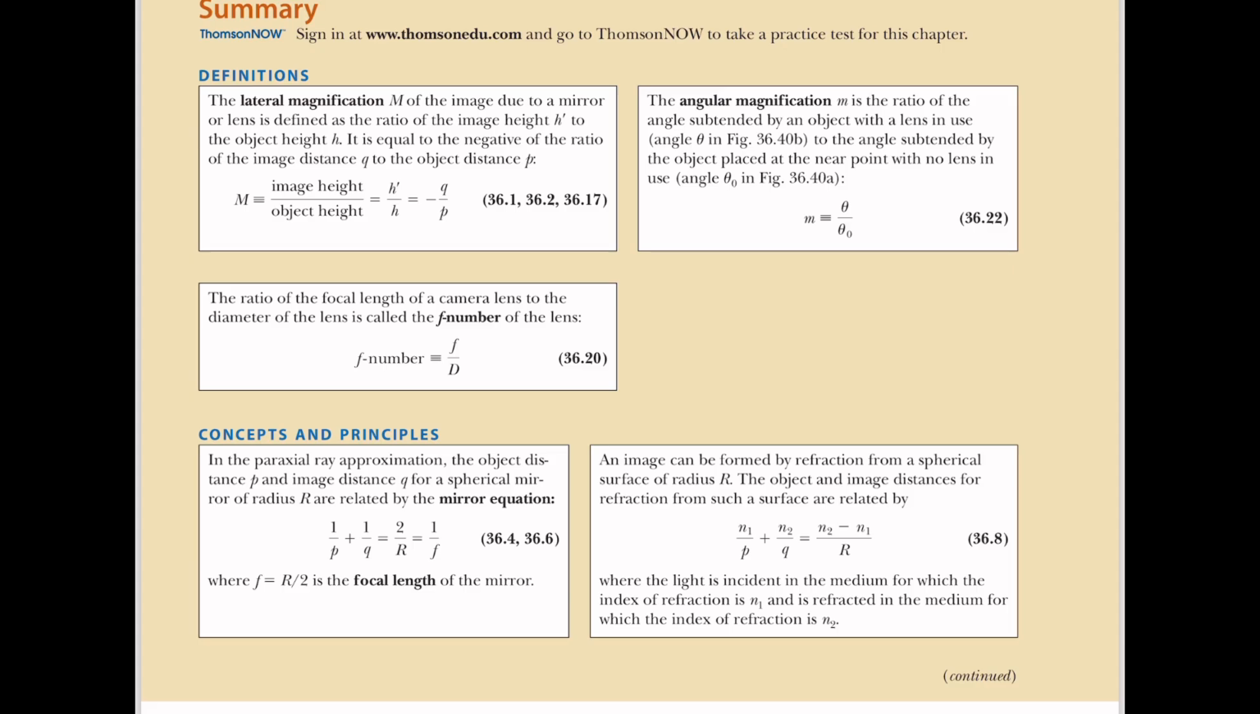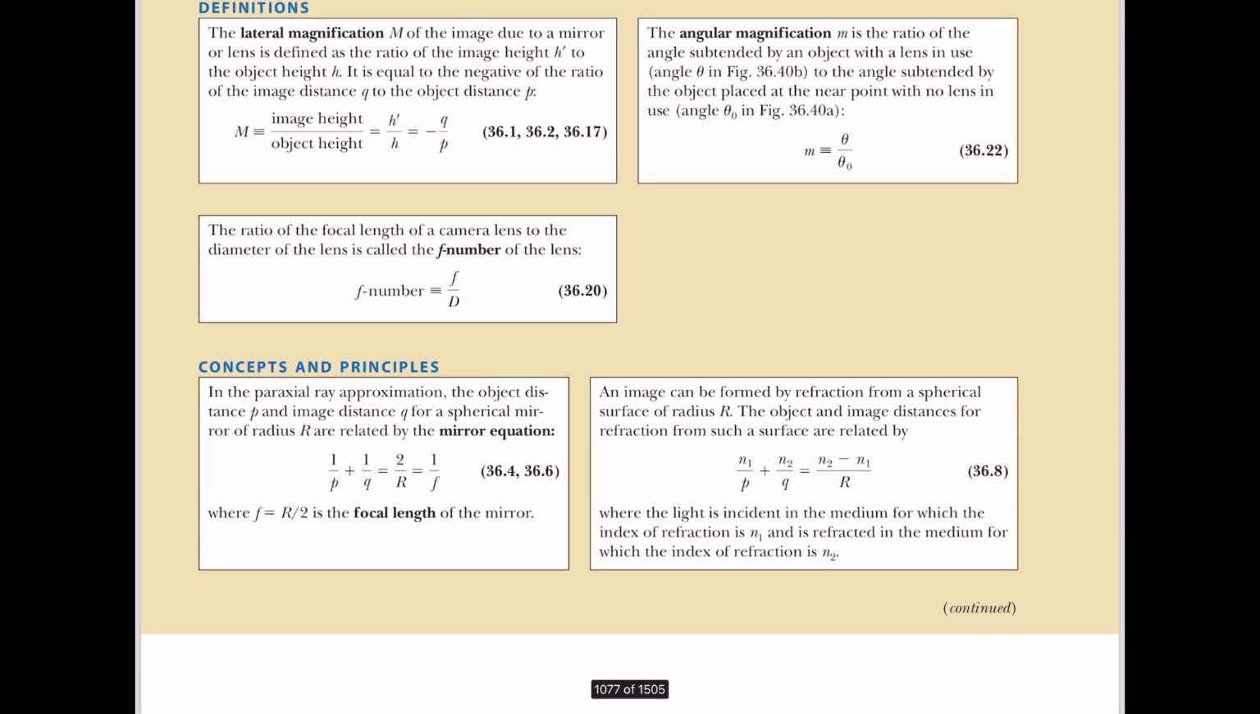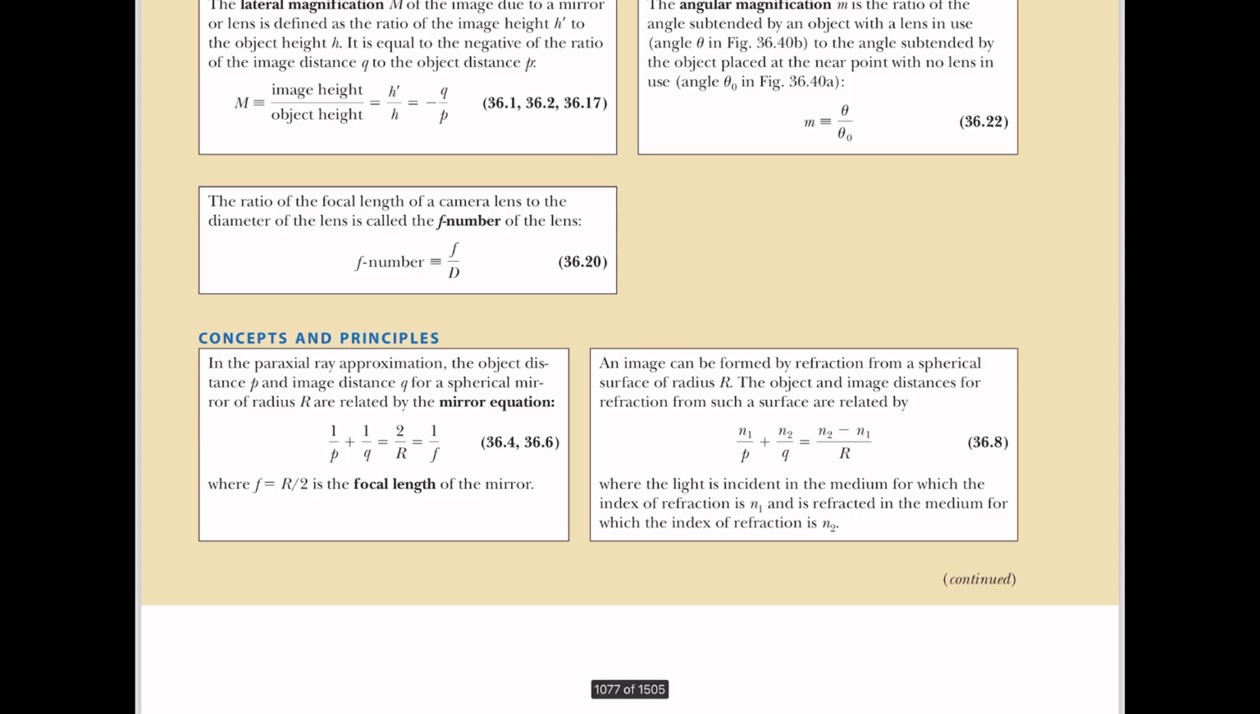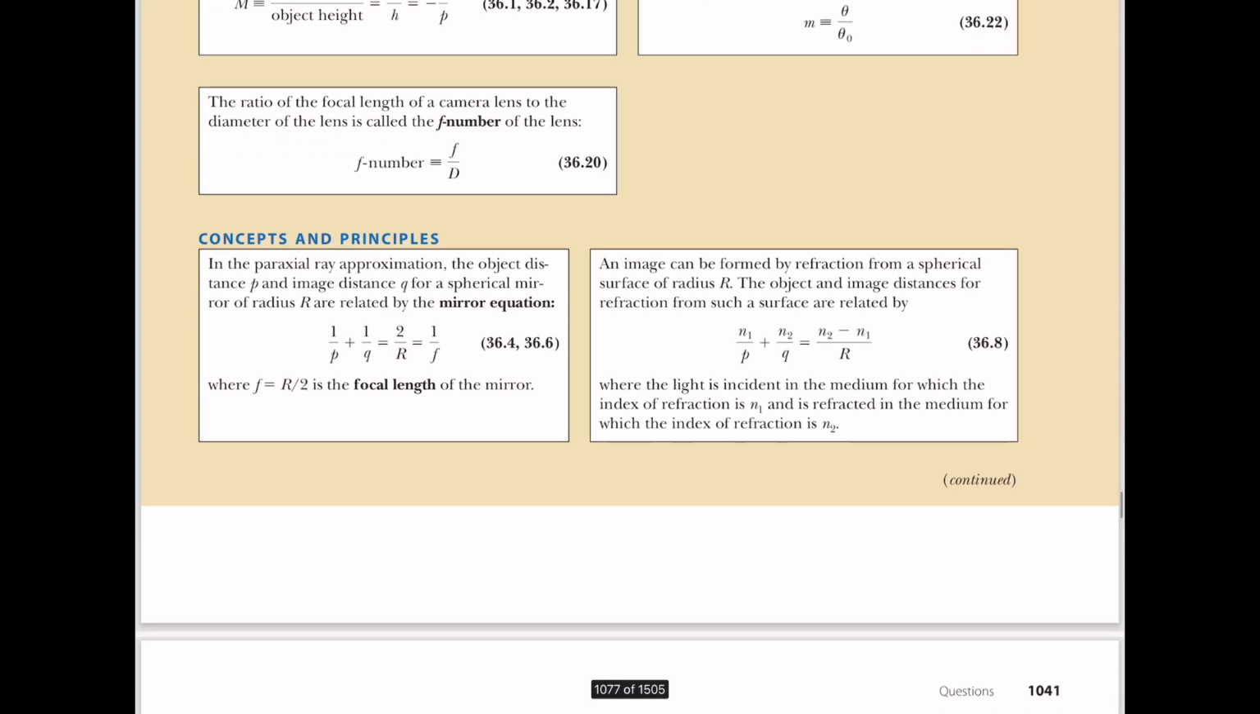All right, let's take a look at the next section. The angular magnification, lowercase m, is the ratio of the angle subtended by an object with a lens in use. Okay, I'm not going to read any more of that. The ratio of the focal length of a camera lens to the diameter of the lens is called the f-number of the lens. All right, and we have f and diameter there. So f, I think, is focal length, the lowercase italicized f.